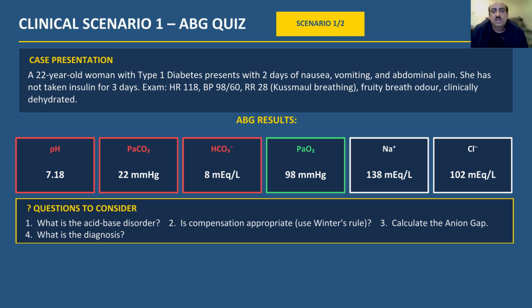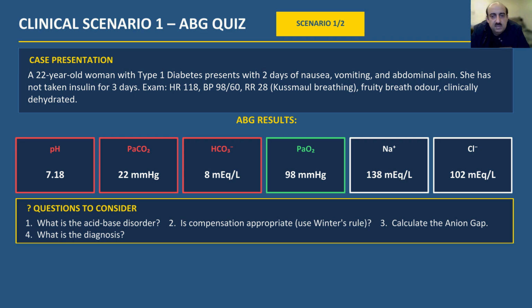Quickly, two clinical scenarios. First one, a 22-year-old woman with type 1 diabetes presents with a 2-day history of nausea, vomiting, and abdominal pain. She has not taken insulin for 3 days. Exam reveals tachycardia at 118, borderline normotensive 98/60, tachypneic at 28 with Kussmaul's breathing, fruity breath odor, and clinically dehydrated.